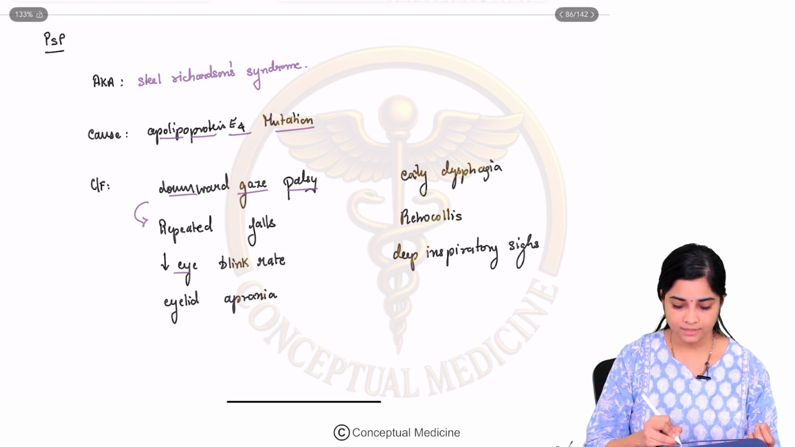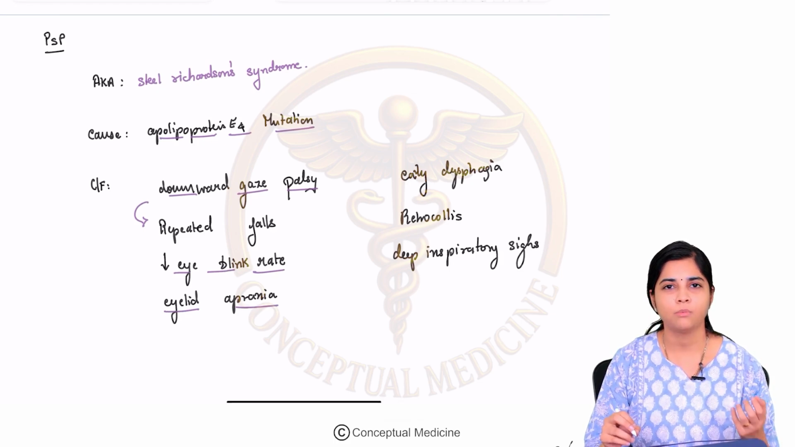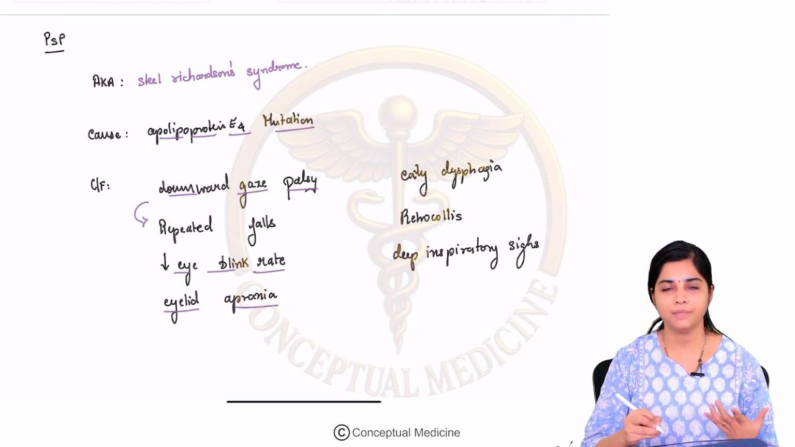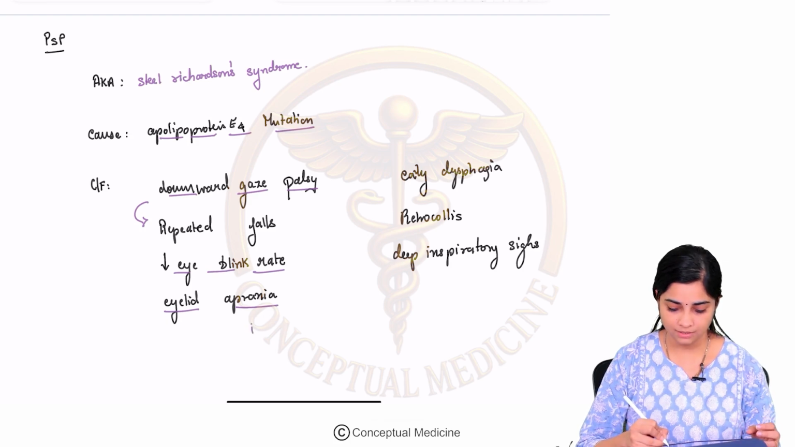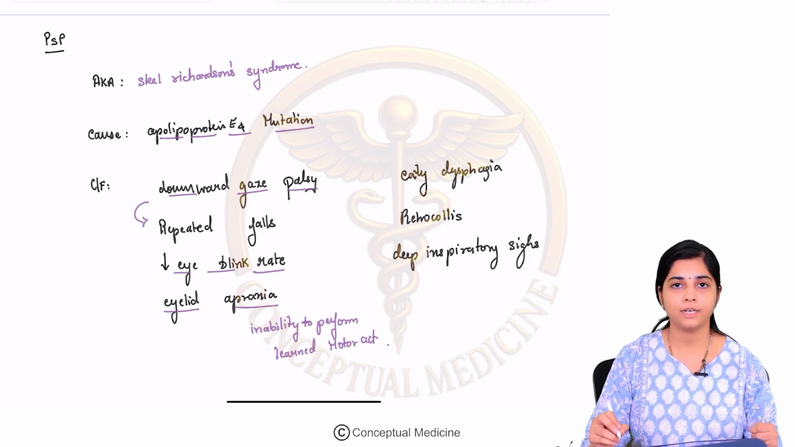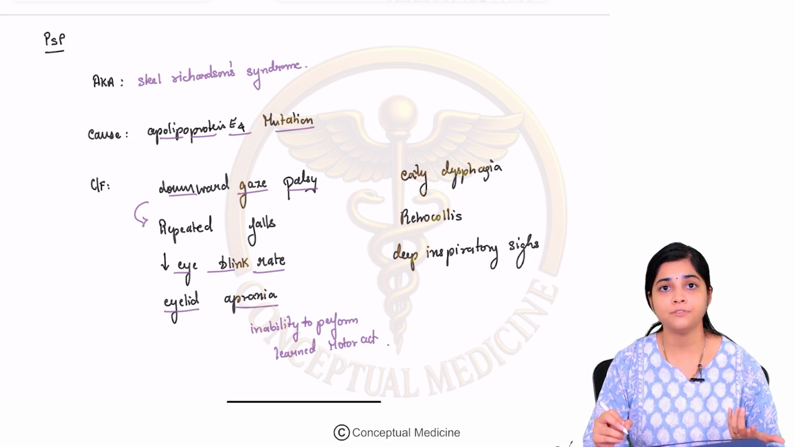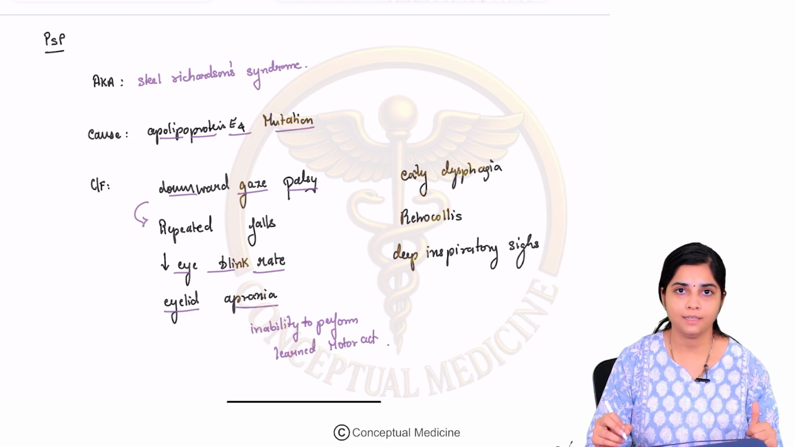There is a decreased eye blink rate. You can also have eyelid apraxia. What is the meaning of apraxia? Apraxia means inability to perform a learned motor act. In eyelid apraxia, if they close their eyes, they are unable to open them. This is not because of weakness of the extraocular muscles, it is because of apraxia.